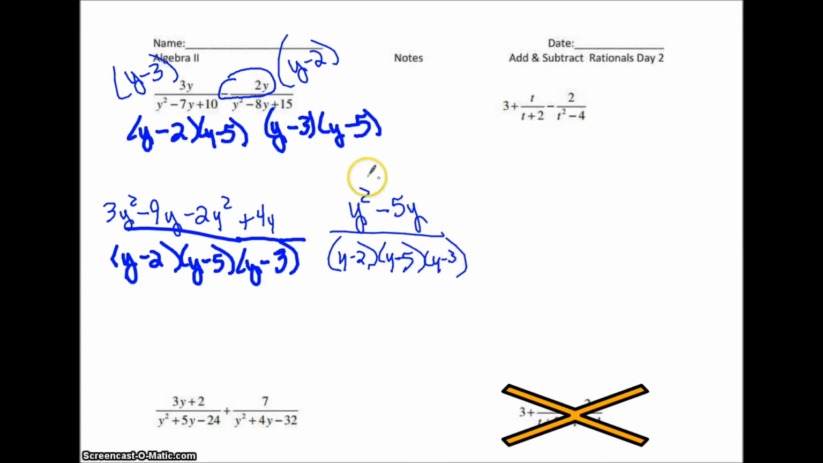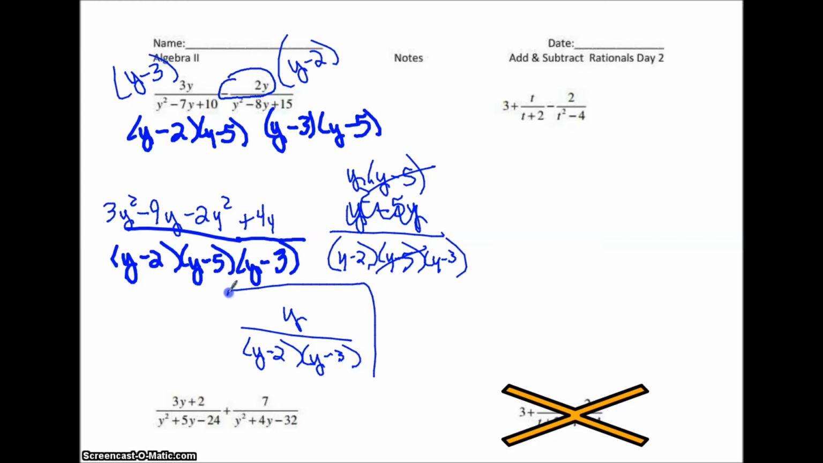You need to realize that you have a y that can be pulled out at the top, so this becomes y times y minus 5. So this is gone. Y minus 5 will cancel. Your final answer is y over y minus 2 and y minus 3.